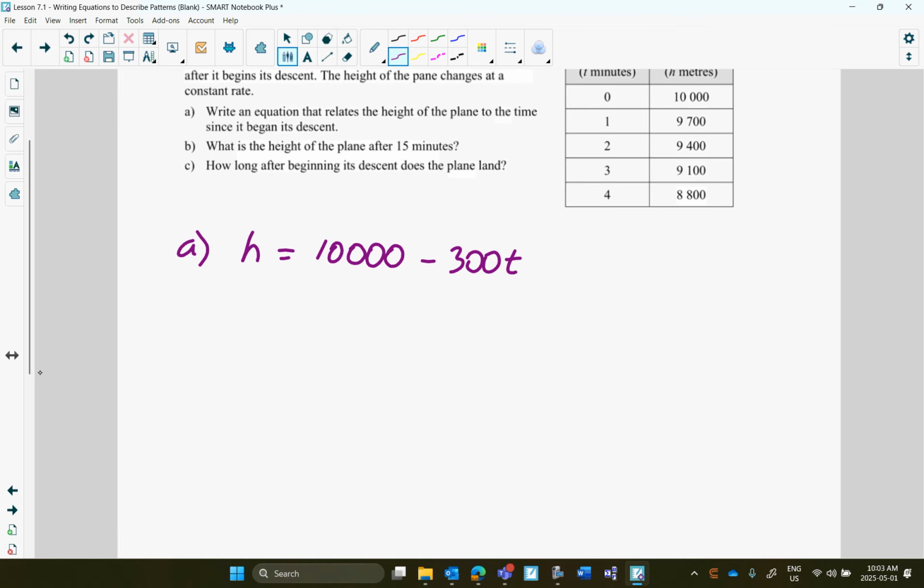So now that we got the equation, you can answer questions. How do I calculate the height after 15 minutes? What would you do? Plug 15 in for what? Minus 300 times 15. Right? Because that means times.